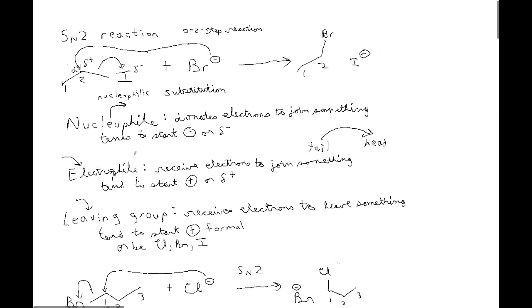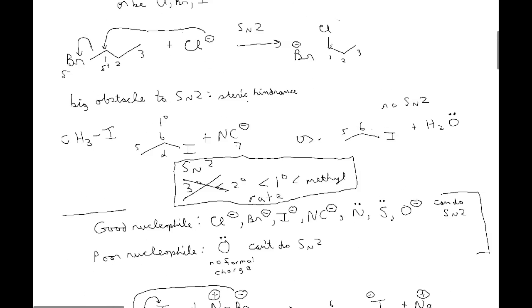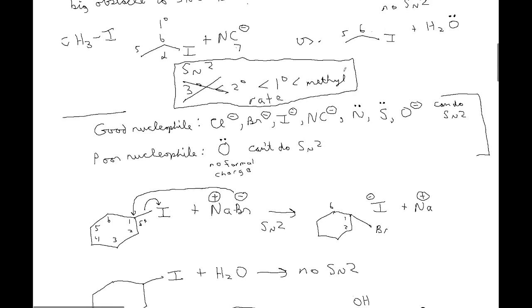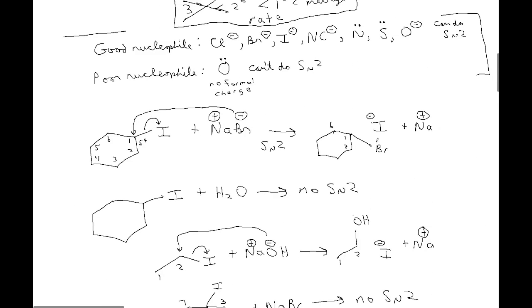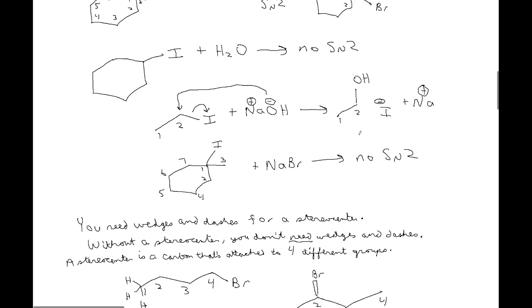So let's look at the examples we've done so far. We didn't think about that before. Do we need wedges or dashes for this picture? No. Because there's no stereocenter, so we did that correctly. Do we need wedges or dashes for this SN2 product? No. Because there's no stereocenter, so we did that one correctly. Do we need wedges or dashes for this SN2 product? No. Because there's no stereocenter, so we did that one correctly. And do we need wedges or dashes for this SN2 product? No. Because there's no stereocenter.